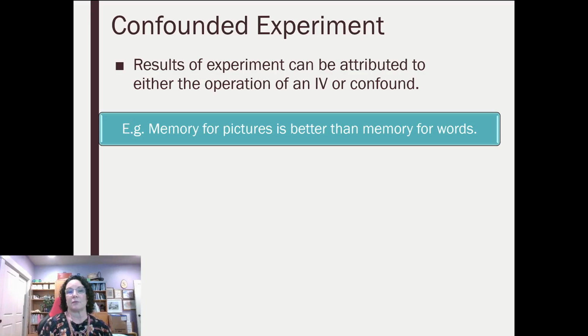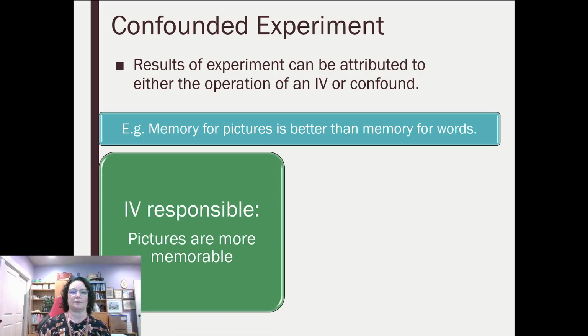It could be a between subjects design where some people saw pictures and some people saw words and then all of them took a memory test. Could be either way, but anyway, we've got this independent variable of stimuli, either pictures or words, and the dependent variable of memory. It's possible that the independent variable is responsible. Pictures are in fact more memorable than words. It's possible that the design is what we claim it to be.